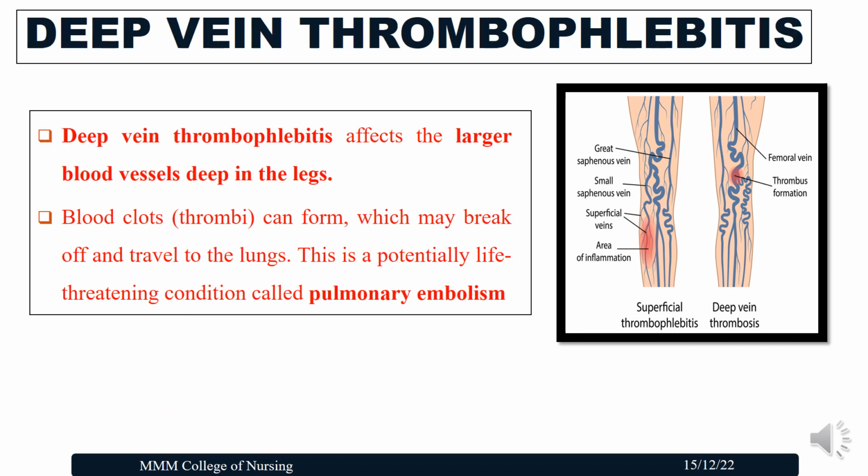Deep vein thrombophlebitis. Deep vein thrombophlebitis is a serious condition which affects the larger blood vessels deep in the body. The complication behind this is that the blood clot present in the deep veins can get detached or break off and travel to the lungs. This is a potentially life-threatening condition called pulmonary embolism. The thrombus or clot will move along the blood vessels, reach the lung and cause obstruction in the pulmonary circulation. So the patient will manifest breathing difficulty. This is a potentially life-threatening condition.